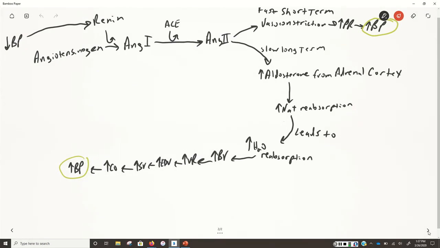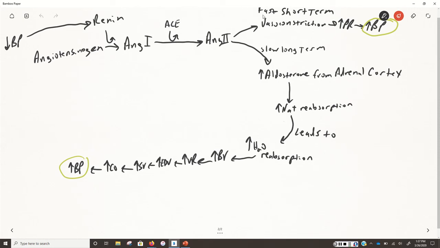Our renin-angiotensin mechanism, but we're going to expand on it. So let's just refresh. We said when there was a drop in blood pressure, when we talked about this the first time, the kidneys released renin. Renin took angiotensinogen and converted it to angiotensin 1. Angiotensin 1, now in circulation, gets to the lungs where angiotensin converting enzyme, ACE, converts it to angiotensin 2.